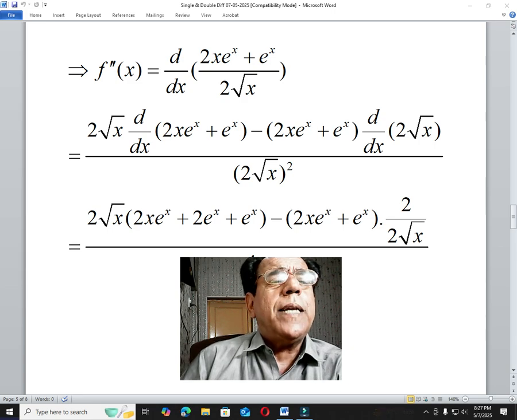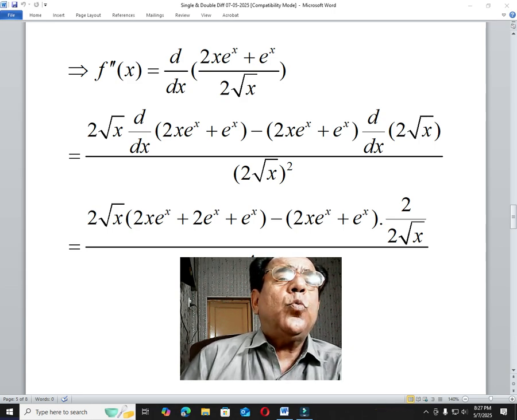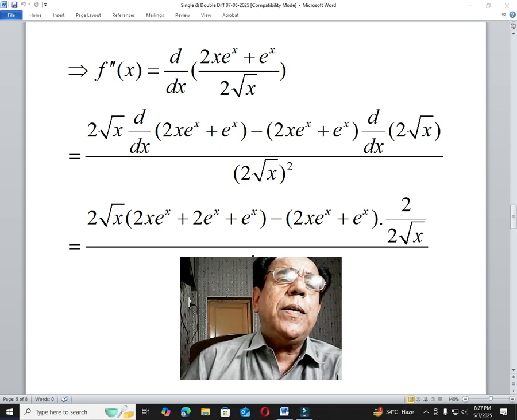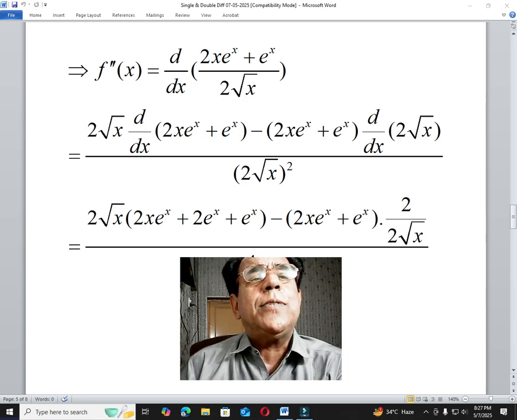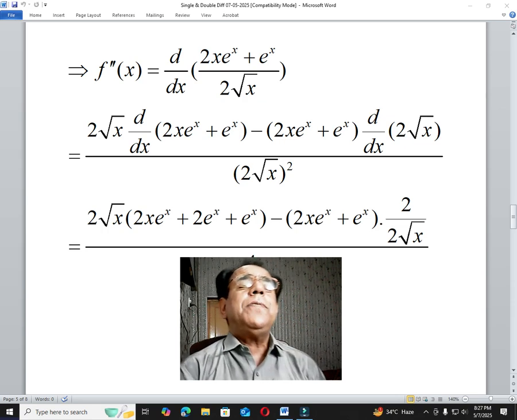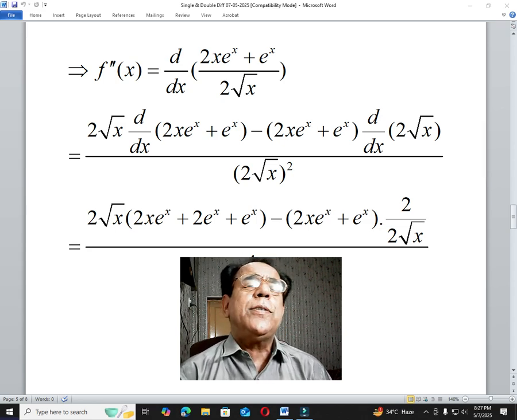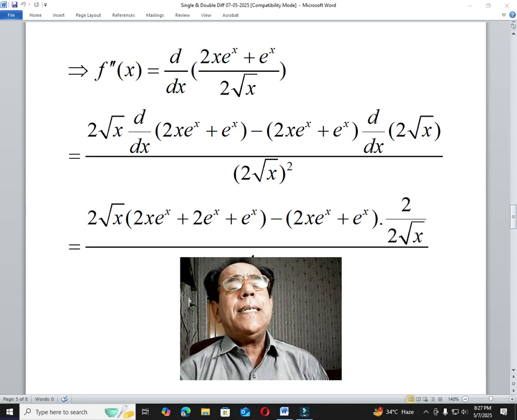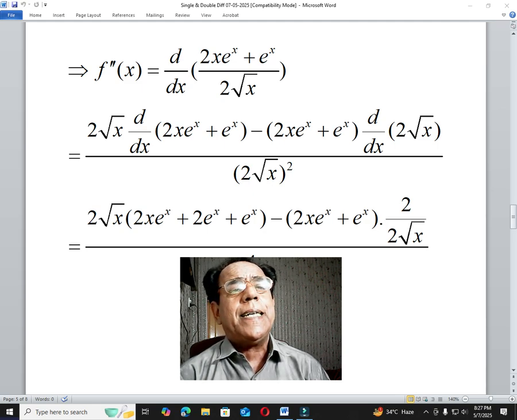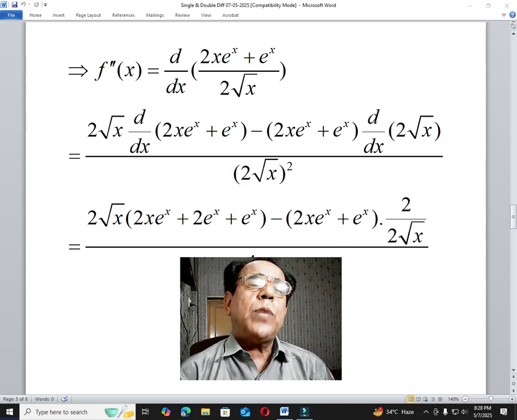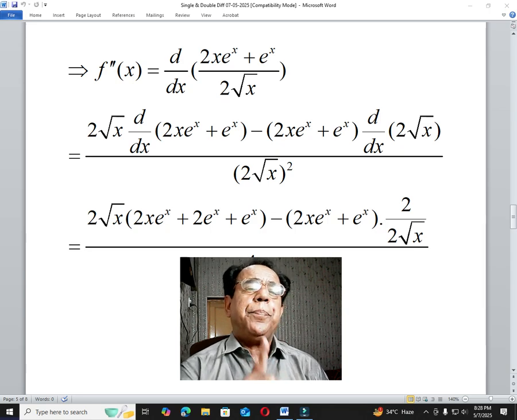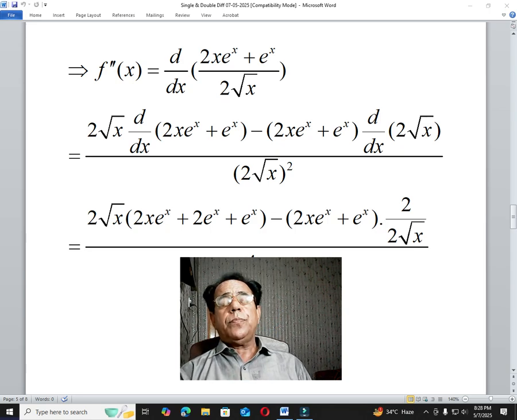2 into x square root as it is. Now 2x e raised to power x. Okay. One time we have taken x constant and we are going to differentiate e raised to power x. In this way there will be no change in 2x into e raised to power x. But second time, when we will keep e raised to power x as constant and differentiate x with respect to x, then derivative of x with respect to x will become unity, 1.